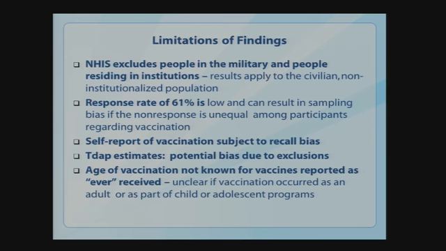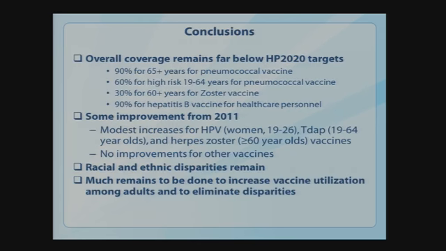It's important to note that the accuracy of recall by young adults of vaccinations routinely recommended during adolescence has not been studied. Tdap estimates, again, there was a potential for bias due to the exclusions. And again, age of vaccination is not known for vaccines reported as ever received, so it's unclear if vaccination occurred as a young adult or as part of a child or adolescent vaccination program.